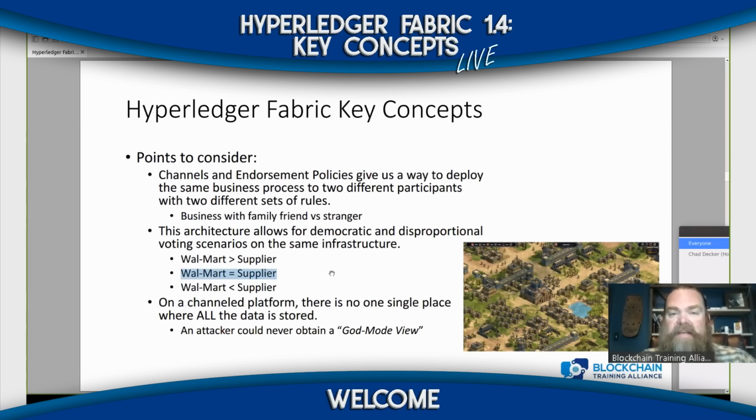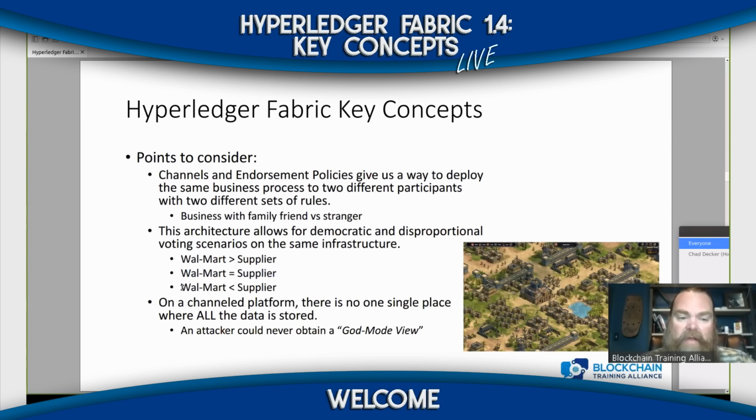On that exact same infrastructure, potentially even with that same supplier, but in a different context, different type of transaction, we can say, all right, Walmart and the supplier for this particular type of transaction have an equal vote. They have a democratic vote. It does not matter that Walmart is a giant multinational, multi-billion-dollar corporation, and this supplier is half a dozen employees on a family farm in Arkansas. In this scenario, Walmart and that supplier have an equal vote.